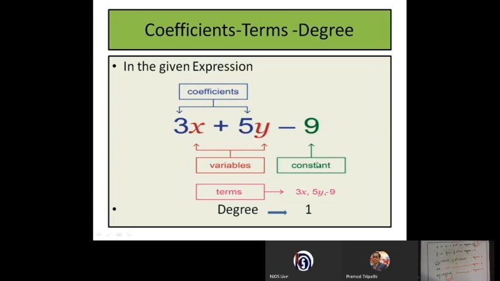So how many terms are there? 3x, 5y, and minus 9. So there are three terms. So it is a trinomial, but the degree is 1. Hence it is a linear polynomial in two variables. That is why it is known as a linear polynomial. Why is it linear? Because the degree of the polynomial is 1, and it is a linear polynomial in two variables. Right?